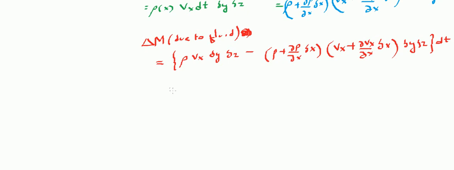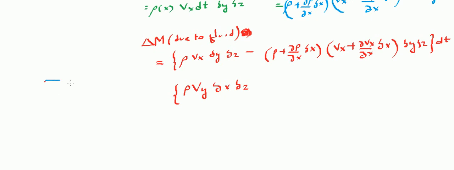For the y term, you should write: everything is same, things will change. Rho, Vy, delta x delta z. Let me explain this.